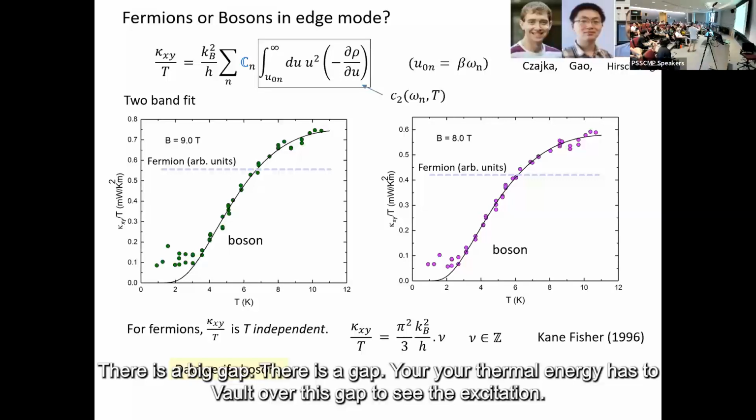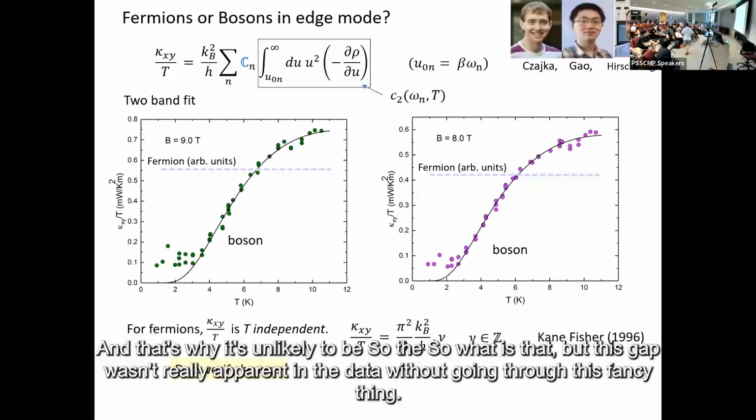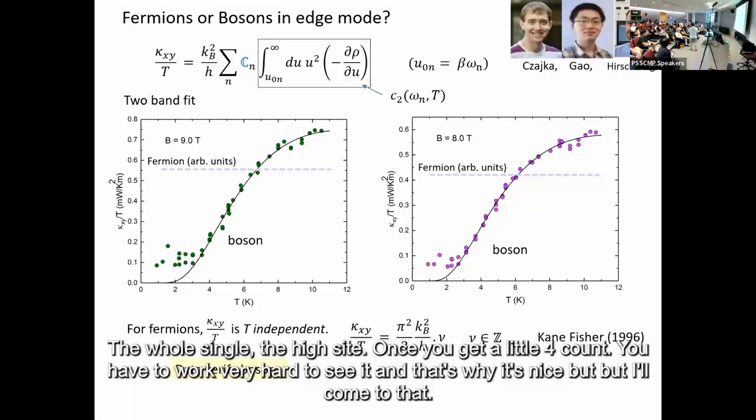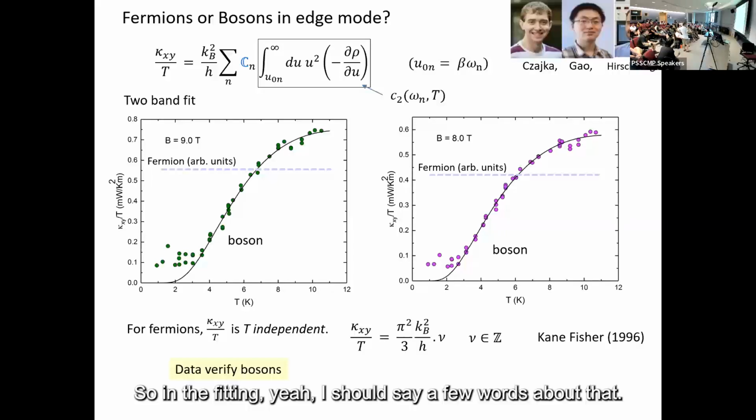Your thermal energy has to vault over this gap to see the excitation, and that's why it's unlikely to be fermionic. Right? So what is that gap? But this gap was already apparent in the data without going through this fancy fitting. The Hall signal dies off once you get below 4 Kelvin. You have to work very hard to see it, and that's why it's noisy. But I'll come to that in a second. So in the fitting, I should say a few words about that.